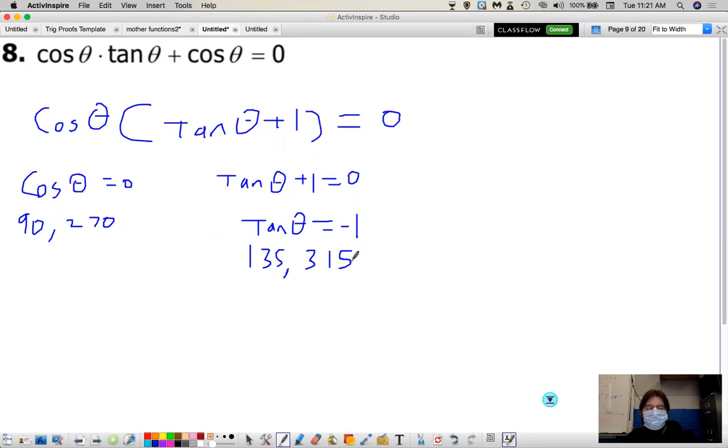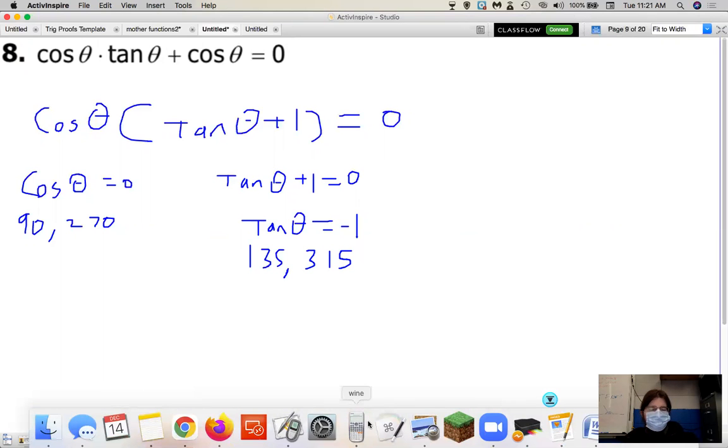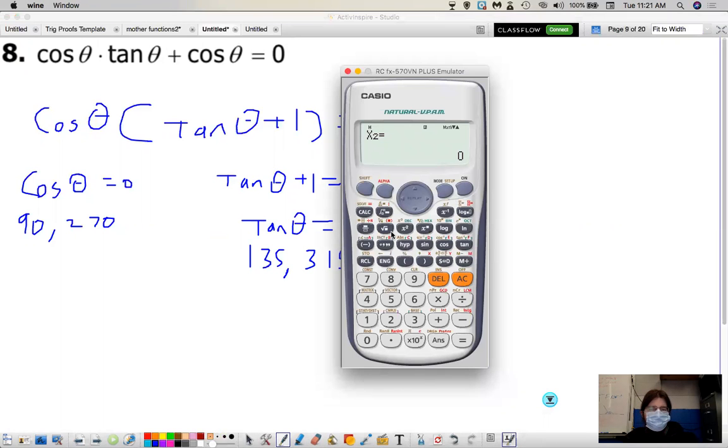This time, we're going to definitely check it in the calculator. I know for a fact we're going to have some extraneous roots here. Make sure you're in degree mode because we're typing in degrees. I'm currently not. Cosine 90 times tangent of 90 plus another cosine of 90. And we're going to get an error here.